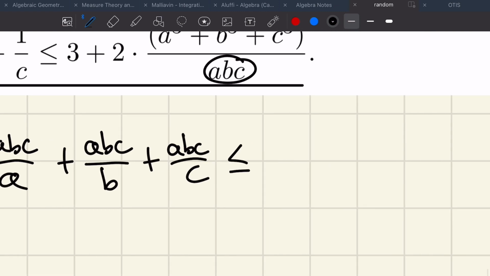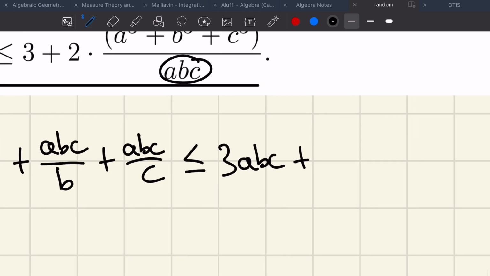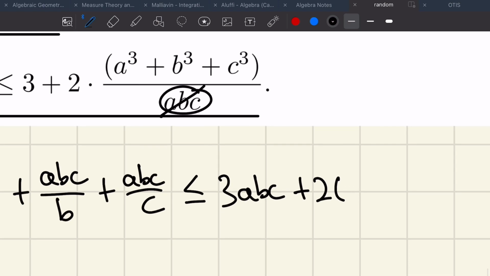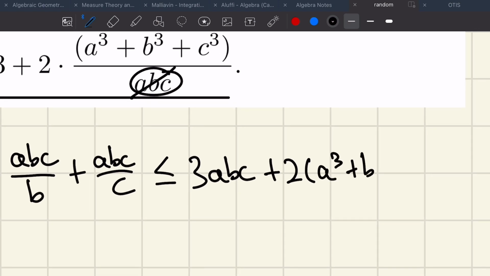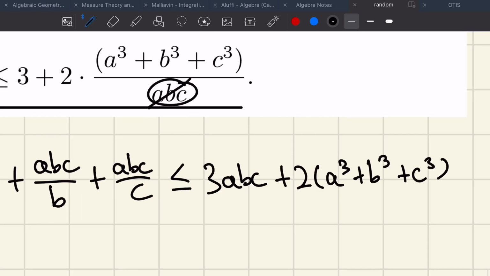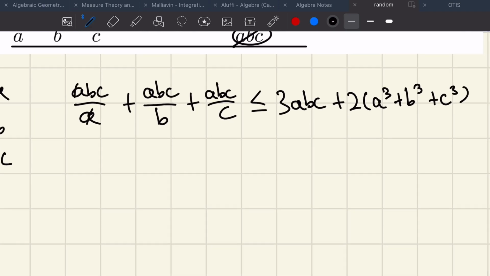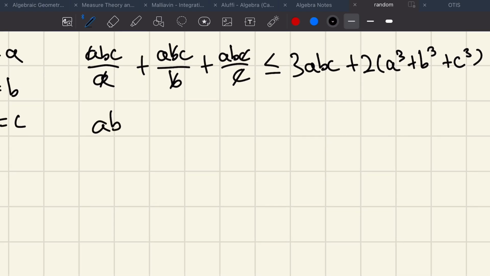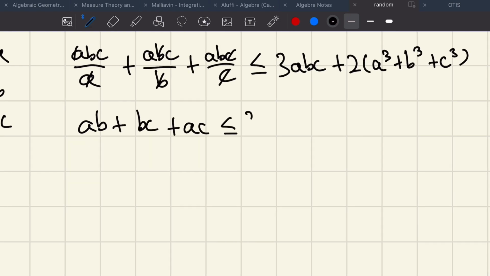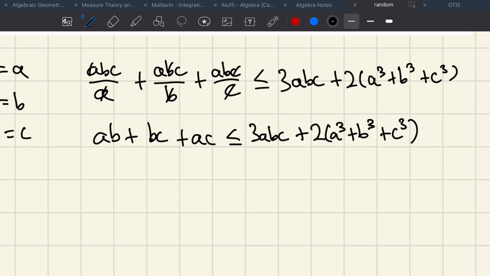should be greater than or equal to 3 times abc plus 2 times, and that abc will just cancel, so it's a cubed plus b cubed plus c cubed, right? But then these just cancel, so we're left with the symmetric polynomial ab plus bc plus ac is less than or equal to 3abc plus 2 times a cubed plus b cubed plus c cubed. And this is the final inequality that we want to prove.